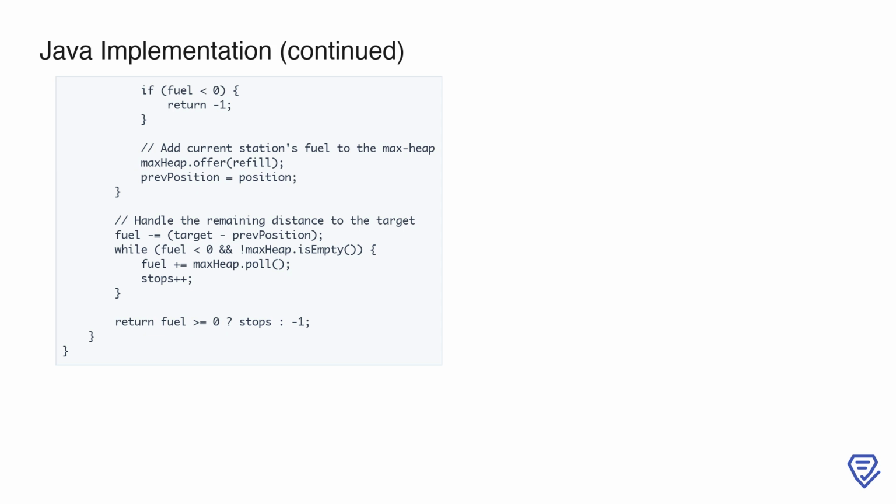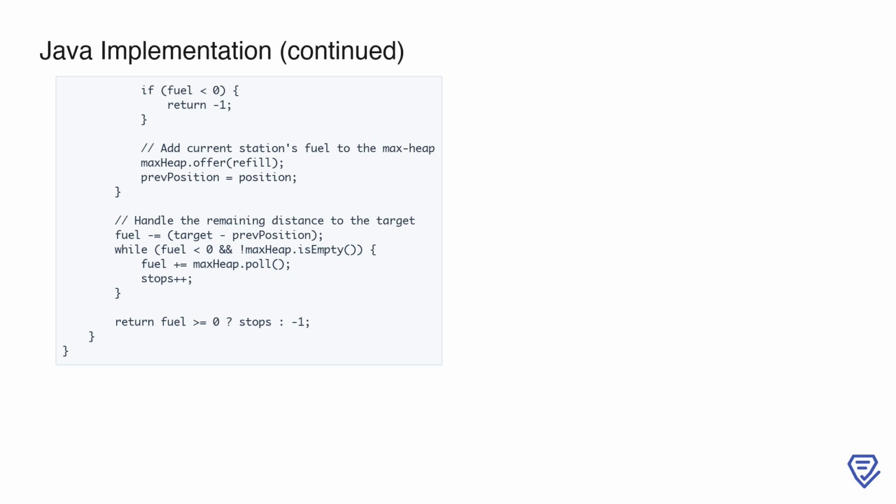Otherwise, we add the fuel available at the current station to the max heap, as it might be useful for future refueling needs, and update the previous position to the station's position. After processing all stations, we handle the remaining distance to the target. Similar to earlier, we subtract the distance to the target from the current fuel and refuel from the max heap if necessary, incrementing the stops counter each time.